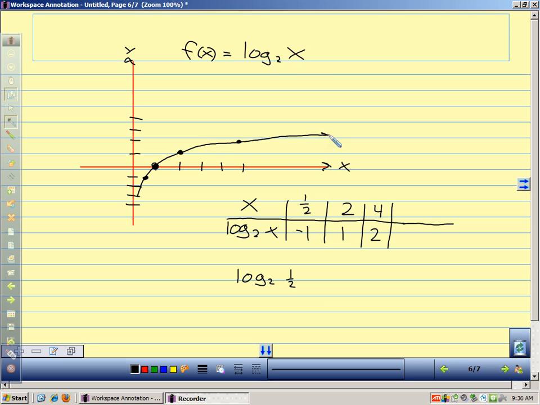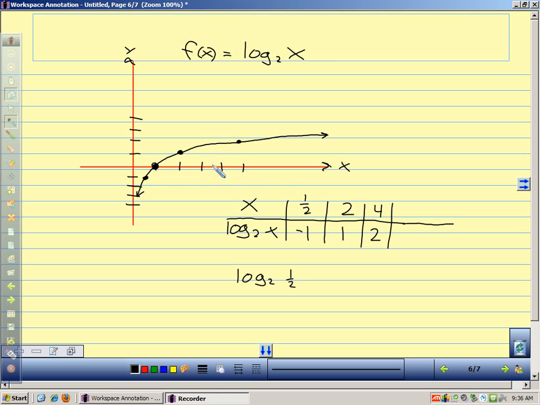looks like this. And the y-axis, x equals 0, is our vertical asymptote, so it never gets to 0. It's just going to keep going down, down, down. And it's going to keep increasing. It goes very slowly up. But this is what the graphs of all logarithmic functions look like, something like this.